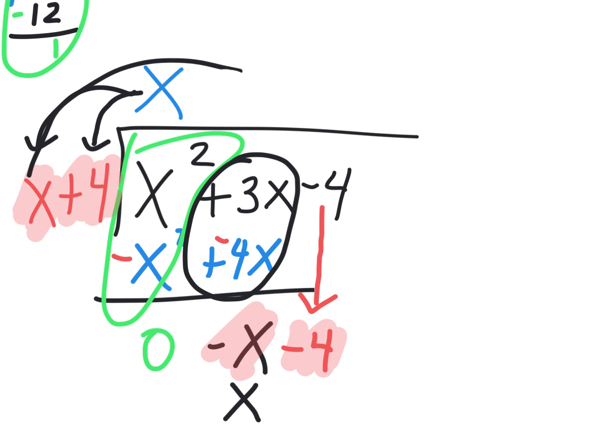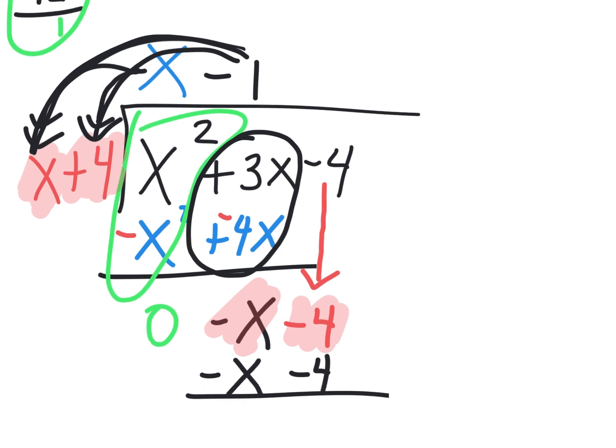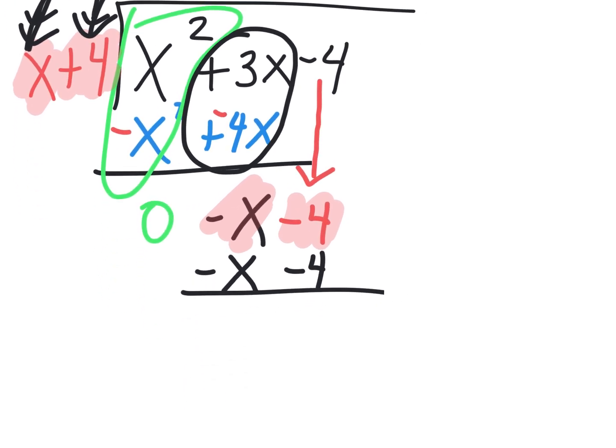That should have been negative 1. Negative 1 times the x now will make our negative x. Cool, it's matching exactly. And the negative 1 times the 4 makes negative 4. Draw the line.